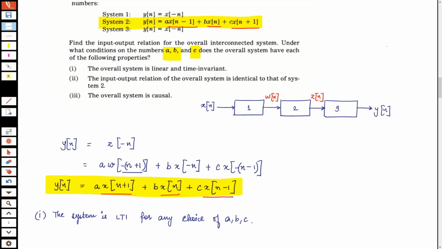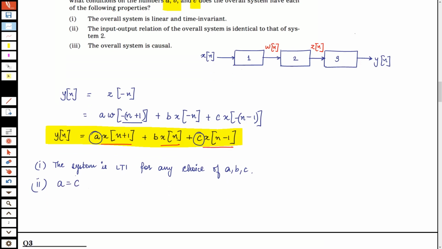So what is the major similarity that we notice for these two to be identical? We notice that B is still B in both the cases. If A was equal to C, that means this is C and this is also C. In that case, we could have said that the two systems are identical. So the answer for the second case is the condition A equal to C.